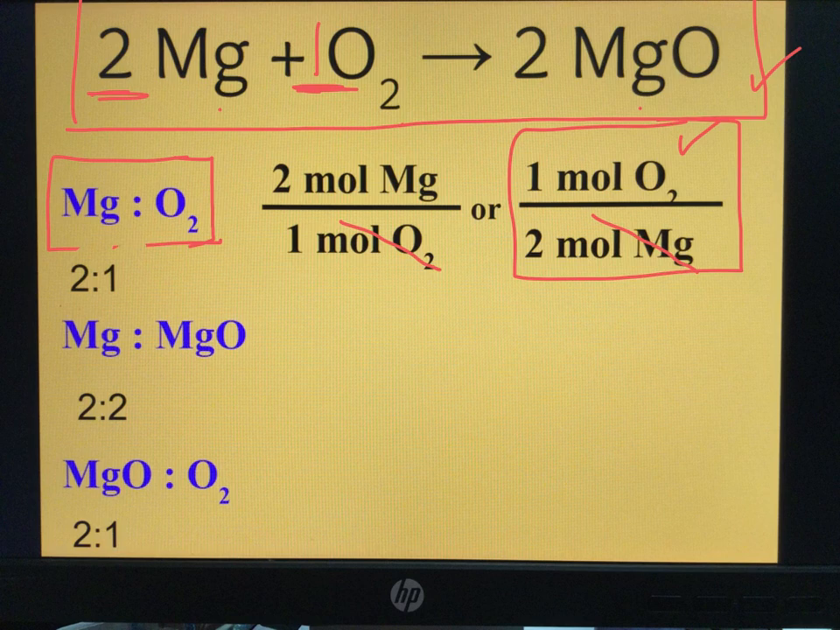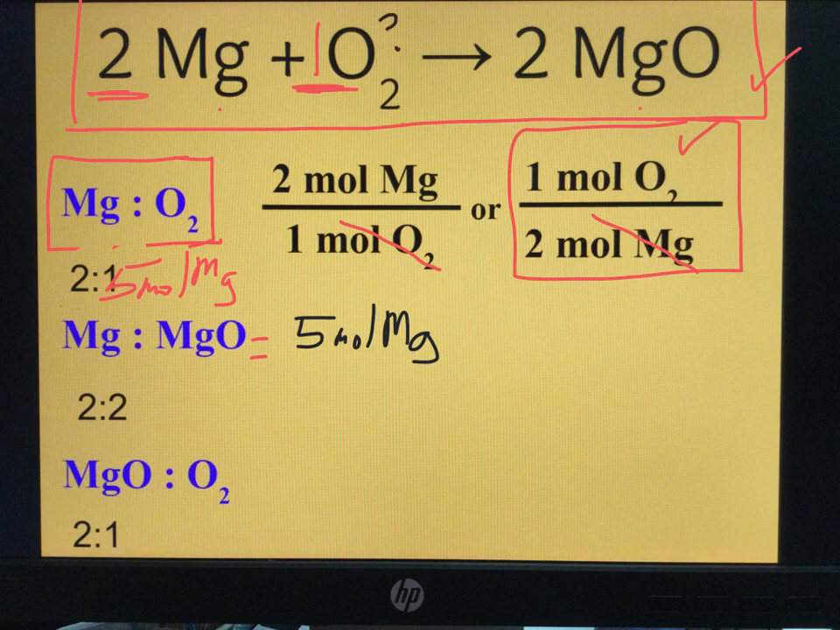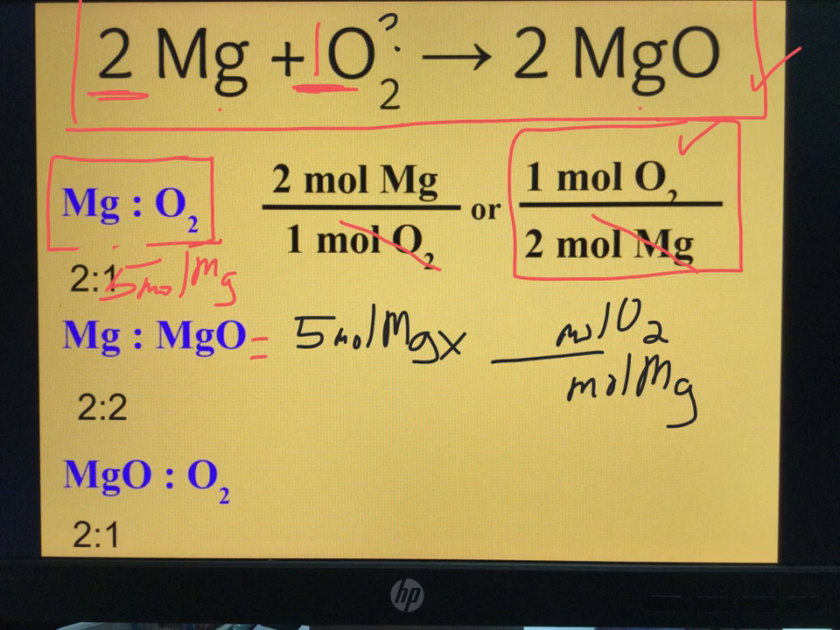Let's make this a 5 mole of magnesium. Okay. If my given is 5 moles of magnesium, and I'm looking for, let's say, oxygen, then my mole of magnesium must be at the bottom. And because I'm looking for oxygen, my mole of oxygen must be at the top. So this would be the one that I'm going to use.